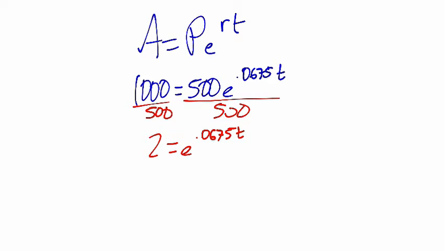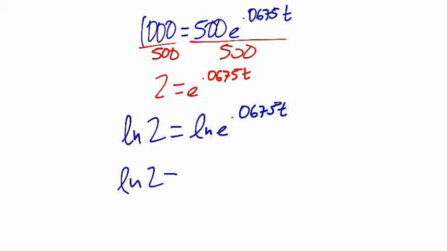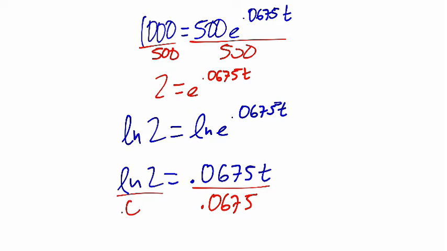Now, especially if we have E raised to an exponent, we're trying to figure out what the exponent is. Let's take the natural log of both sides. So we got the natural log of 2 equals the natural log of E to the 0.0675 times T. Now that left side, we're just going to leave it alone. The right side, natural log of E to any exponent, just simplifies to just the exponent. So we got, out of order, 0.0675 T on the right side. Now to solve for T, we're going to divide both sides by that 0.0675. And that would give us our exact answer.